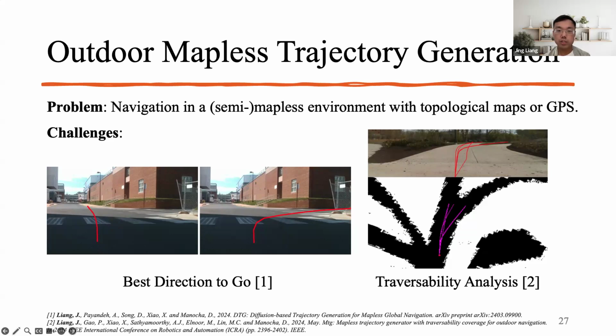The second challenge is the traversability analysis. During navigation, robots should know where they can traverse. And for different types of robots, the traversabilities could be very different. For example, legged robots can go on stairs, but wheeled robots cannot.